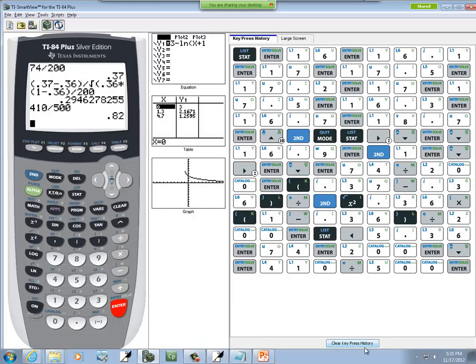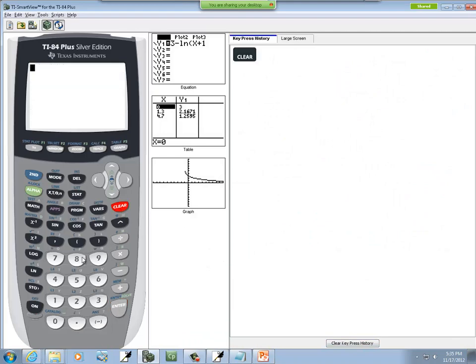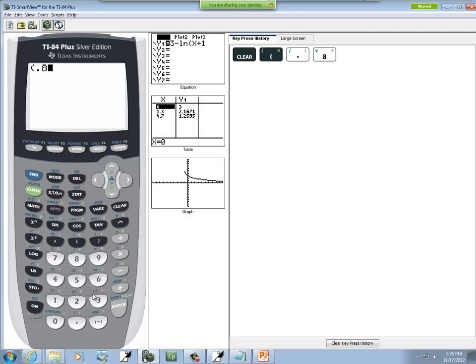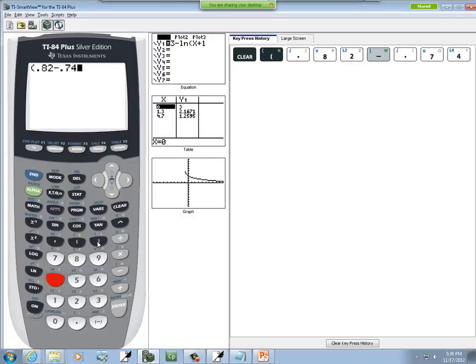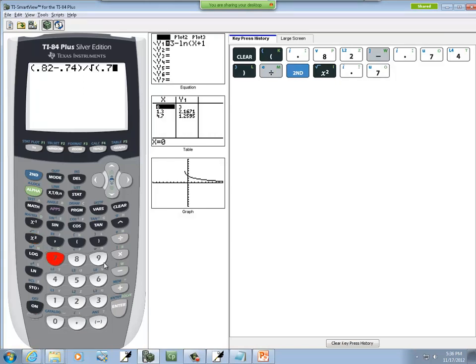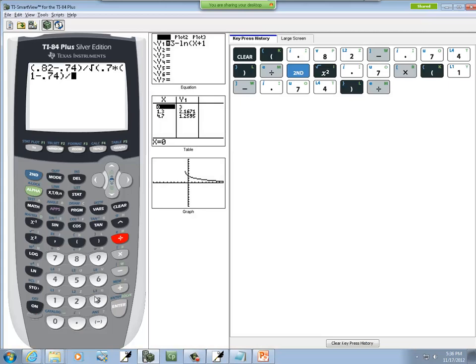Okay, so do beginning parentheses 0.82 minus 0.74, closing parentheses, divided by second x squared for the square root, 0.74 times beginning parentheses 1 minus 0.74, divided by 500. Enter. And that gives us 4.19.